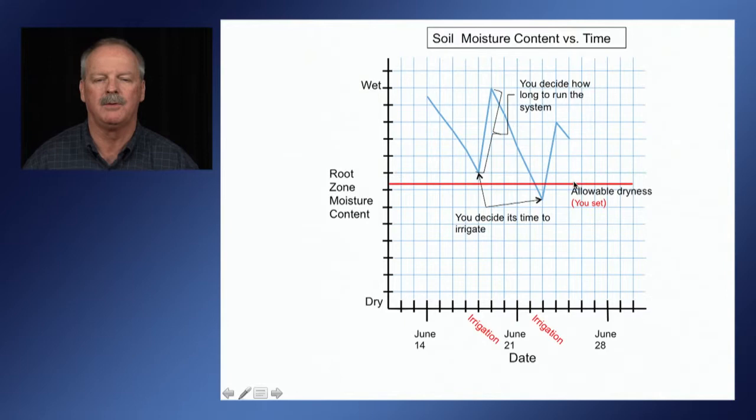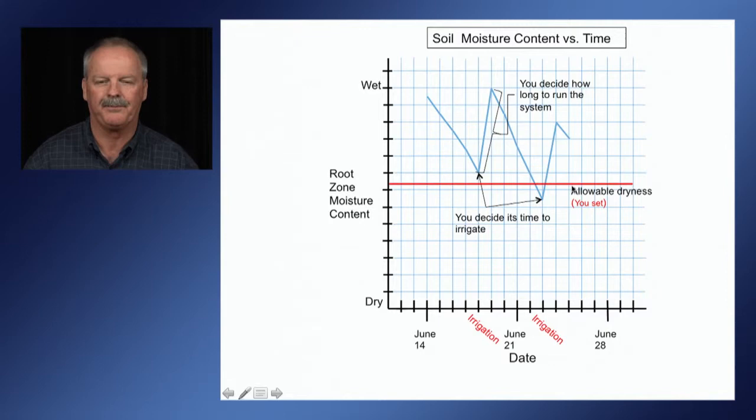This allowable dryness could be indicated by your irrigation system. If you allow your soil to dry out too much and you have a low volume irrigation system, you may have a lot of difficulty in catching up as far as refilling the root zone. Very commonly, however, it's tied to how dry you want the plants to get. The more stress or the drier the soil, the higher the potential for yield reduction. So farmers are always conscious of that. So it's relatively common.